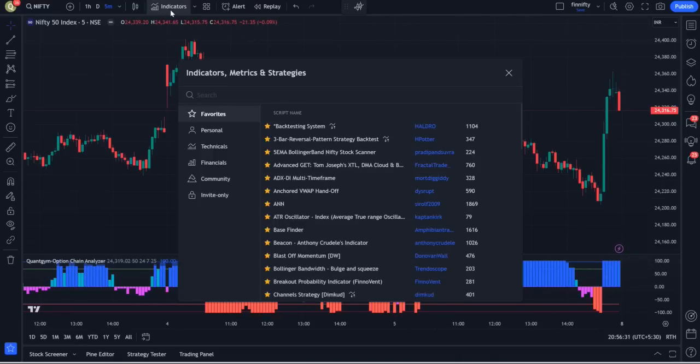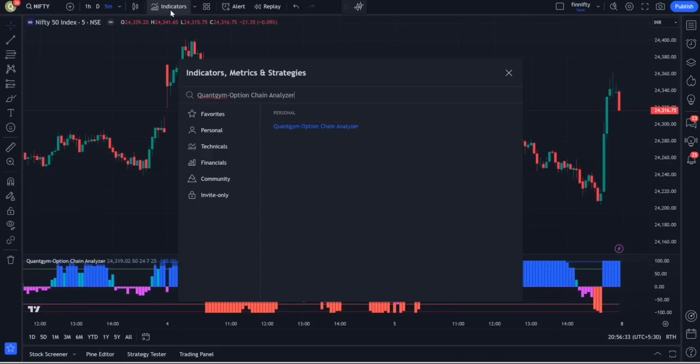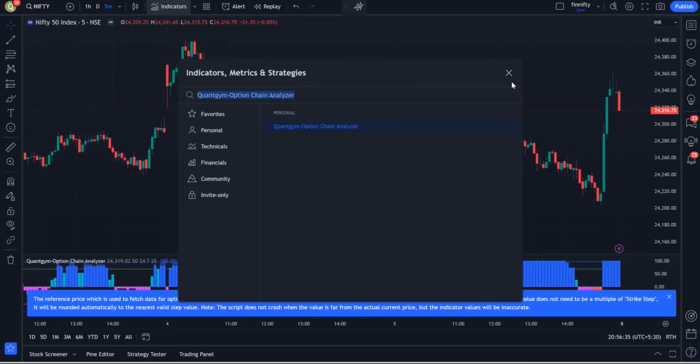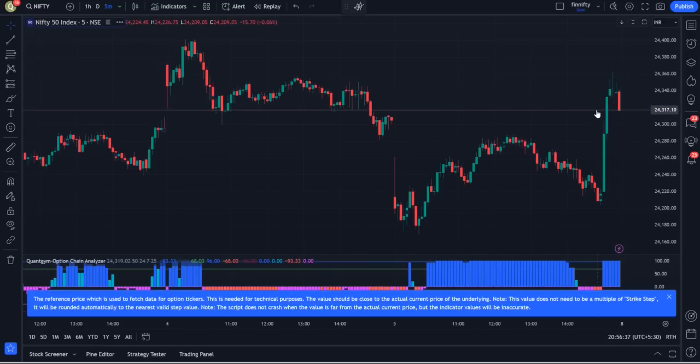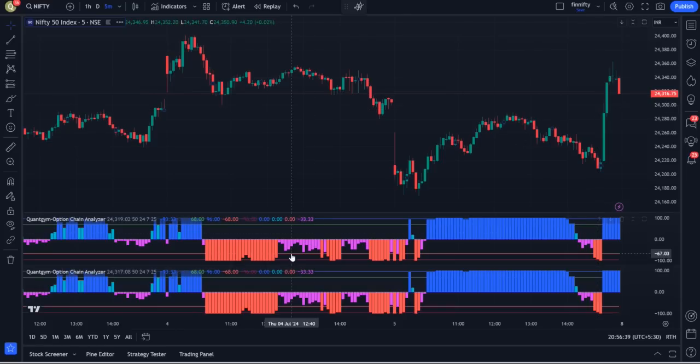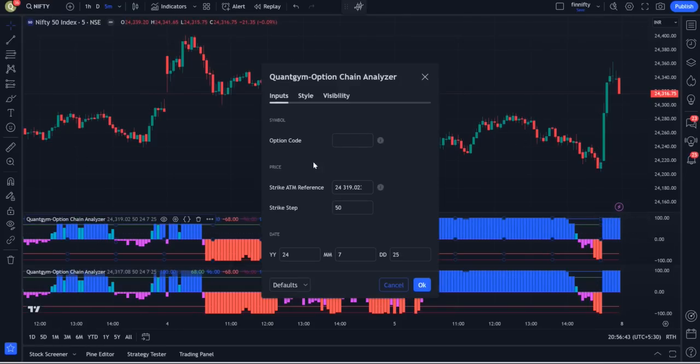I can also draw it one more time. You will see why this will differ. I have the same indicator. Now the indicator has a settings part. The option code is taken directly from this stock. It can be automatic. You can also write Nifty here. ATM is taken when I'm clicking on this part. Strike step is 50, that is the distance at which strikes are located. This is your expiry date: year, month, and this is the date.